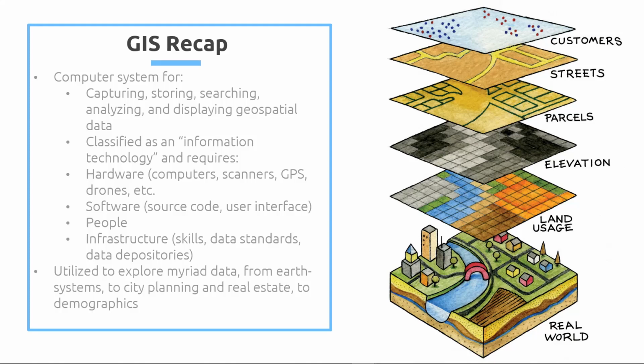GIS is used in a variety of different contexts. It's often used to explore Earth systems, which is what it was first created for, but it's also used in things like city planning and real estate or demographic analysis. Basically, GIS is important because of the ways that it helps us understand spatial relationships between things. You remember we were talking about Tobler's first law, which is, does anybody remember what Tobler's first law is? We talked about it for a minute last class. Yeah, Eliza.